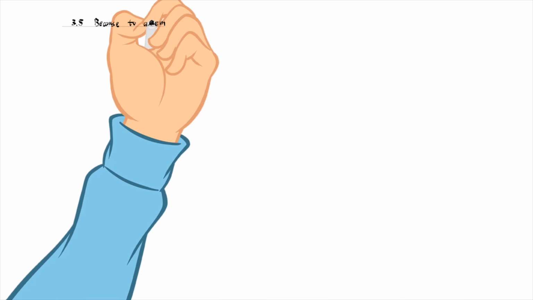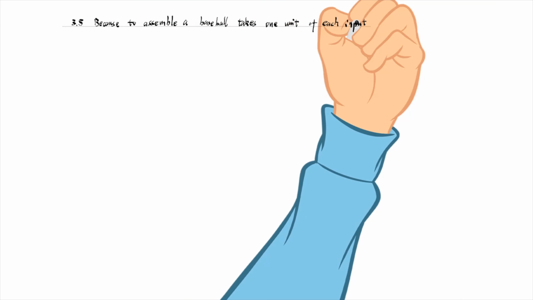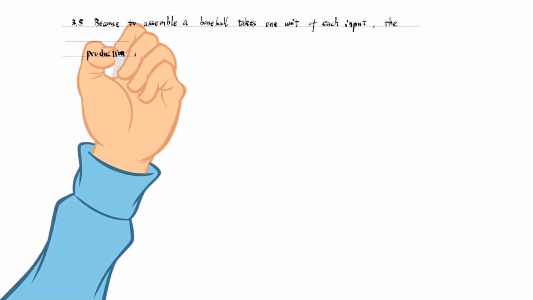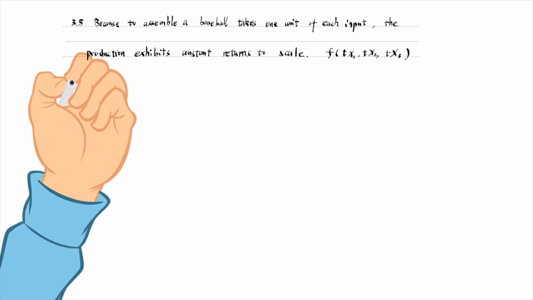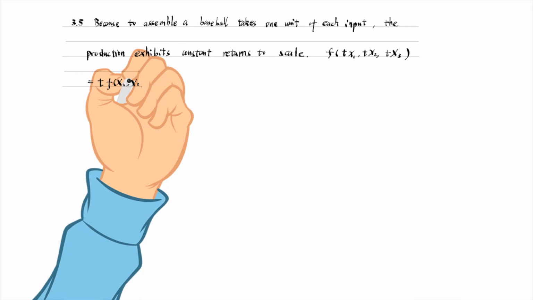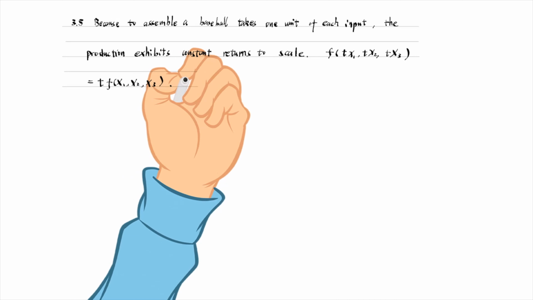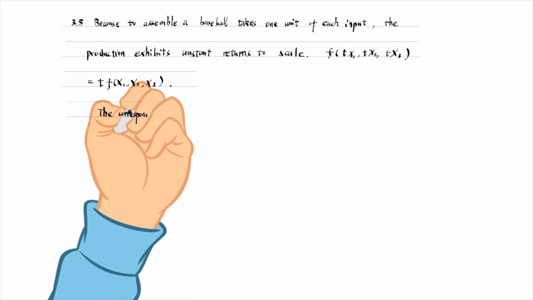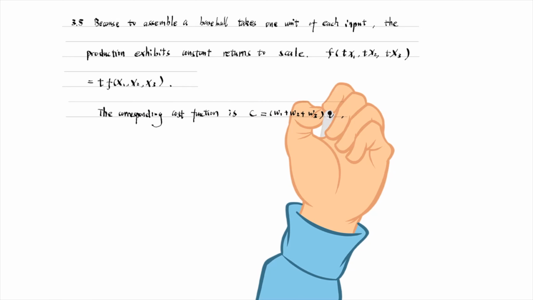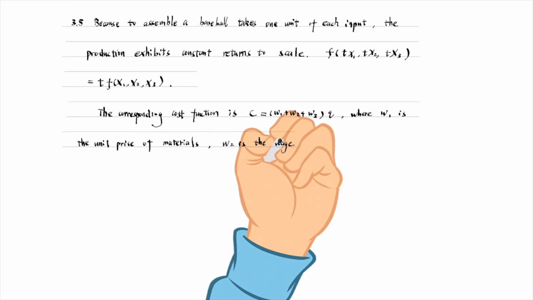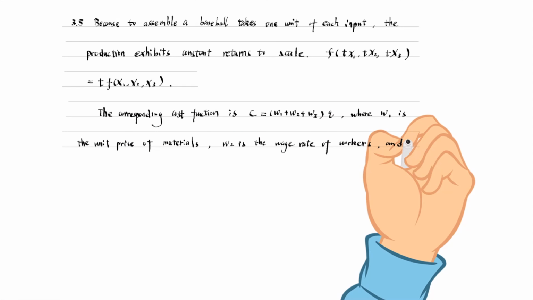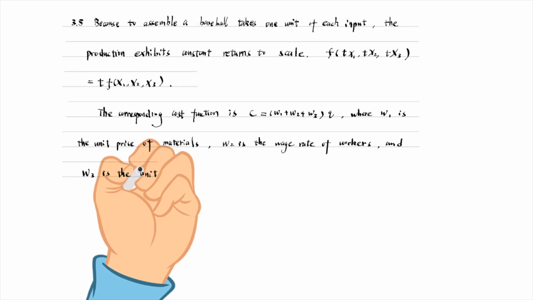Because to assemble a baseball takes 1 unit of each input, the production function exhibits constant returns to scale. When all inputs are increased by T times, the output increases by T times. The corresponding cost function is as follows, where W1 is the unit price of materials, W2 is the wage rate of workers, and W3 is the unit price of shipping.